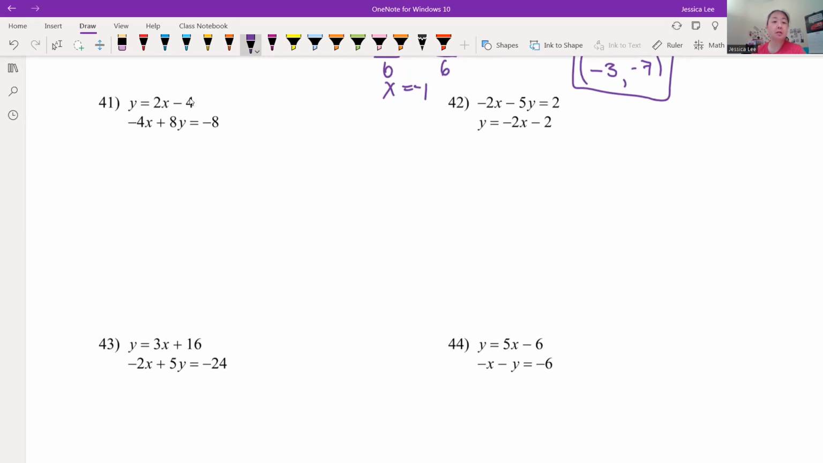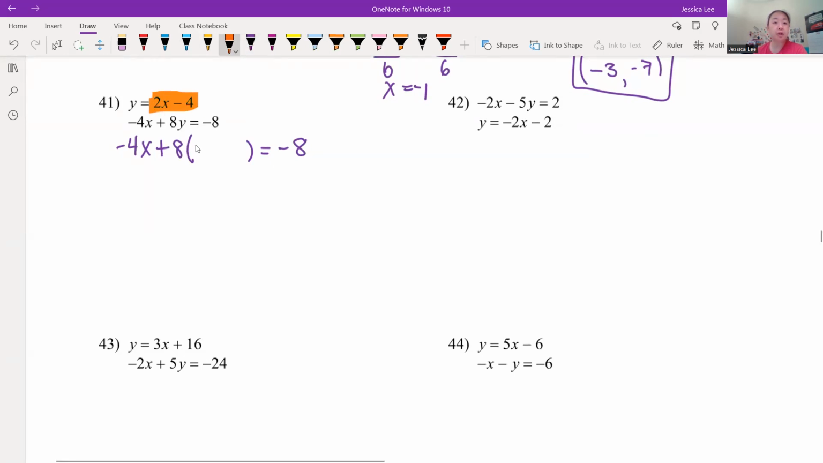All right, so now it looks a little different, right? We have one that's in slope-intercept form. The other one is in standard form. What do we do here? What we're going to do is use substitution. That's the easiest way to go. If you notice right here, I see the standard form, negative 4x plus 8y equals negative 8. Instead of y, we're going to substitute in what y is equal to. So I need to finish that equation. What is y equal to? y is equal to 2x minus 4.